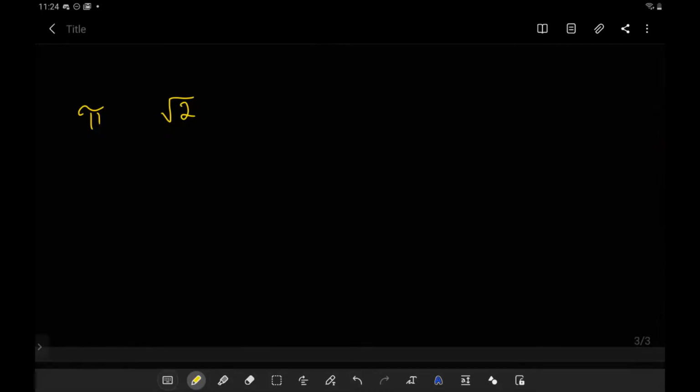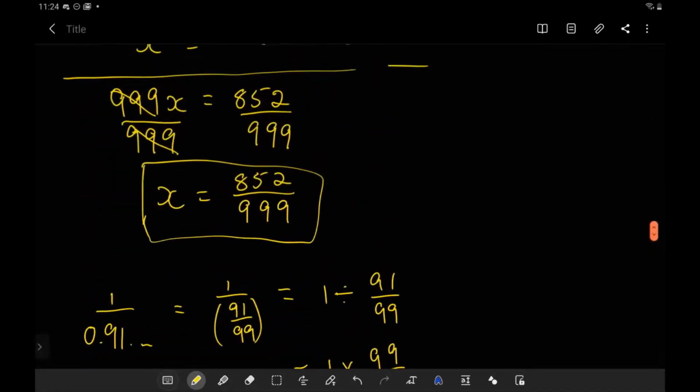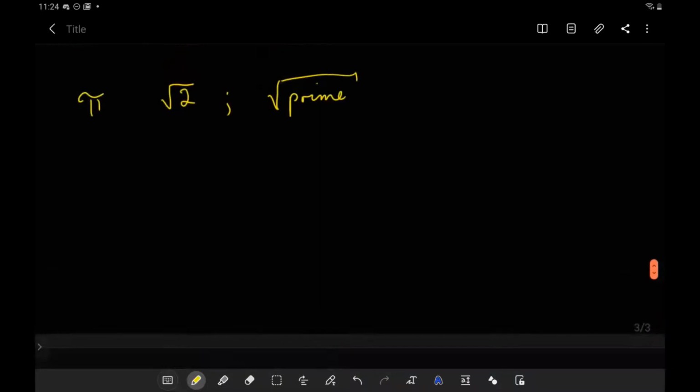There are many numbers that you cannot write as a fraction. In fact, I could give you a little brain teaser or homework: you cannot write the square root of any prime number as a fraction. It is impossible. If you want to find out more about that, look it up. So I want you all to change these for me to fractions.